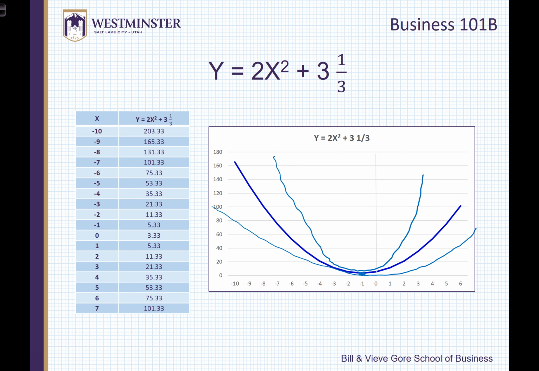And then as b changes, positive b or increases in b will shift it to the right. Decreases in b will shift it to the left. And as c, the constant, changes, it shifts upwards or downwards along the y-axis.